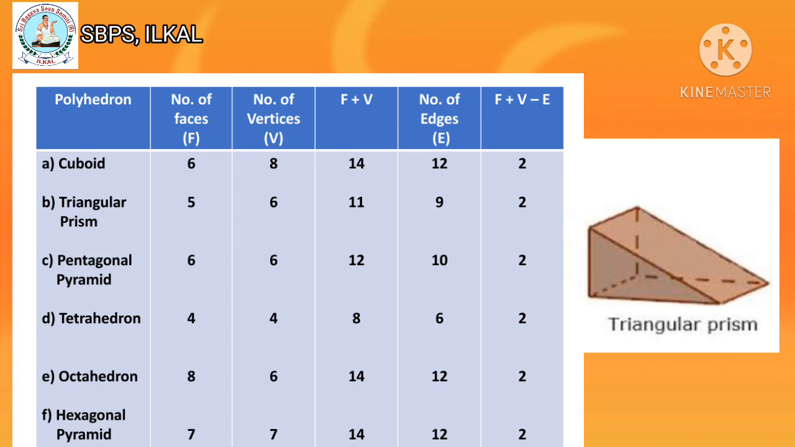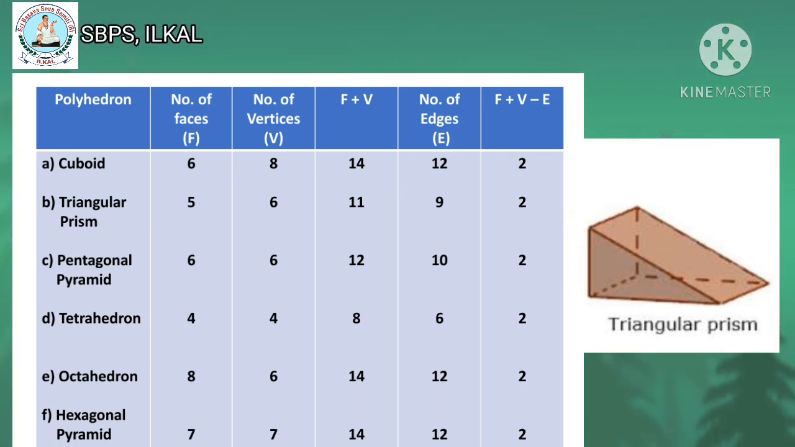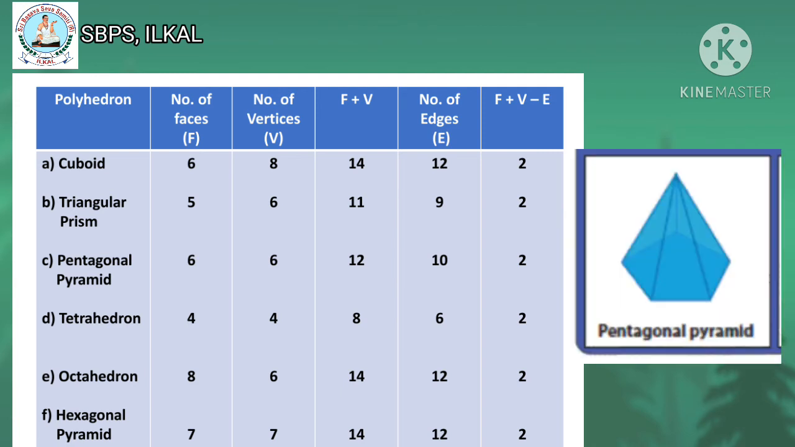The next polyhedron, that is triangular prism. Triangular prism has 5 faces, 6 vertices. 5 plus 6 is equal to 11. Number of edges are 9. 11 minus 9 gives 2. Therefore, F plus V minus E is equal to 2. It holds Euler's formula. Now we are going to consider pentagonal pyramid. It has 6 faces, 6 vertices. 6 plus 6 is equal to 12. Number of edges is equal to 10. F plus V minus E is equal to 2, because 12 minus 10 gives 2. Here Euler's formula holds good.